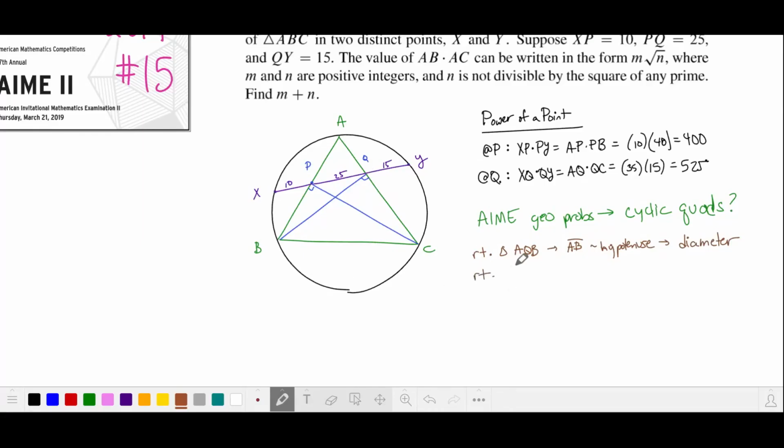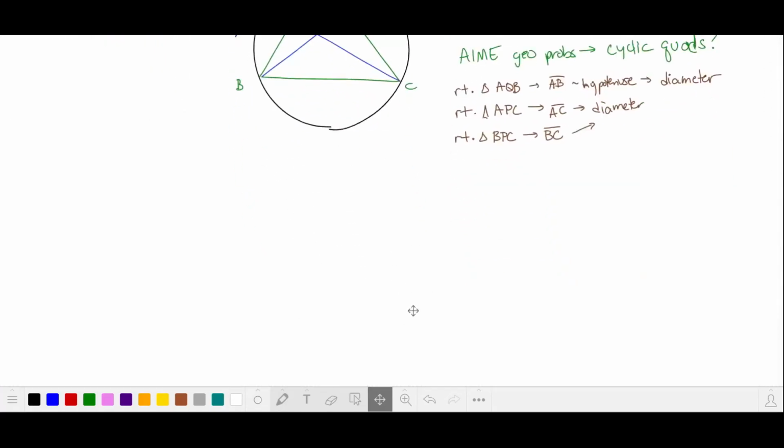We also have right triangle APC here on the right. AC is also a hypotenuse, so we can also use it as a diameter of the circumcircle of that triangle. And finally at the bottom, we have right triangle BPC, giving us another diameter BC. To find the cyclic quads, my AIME hack is to draw simpler diagrams with only the information that we need.